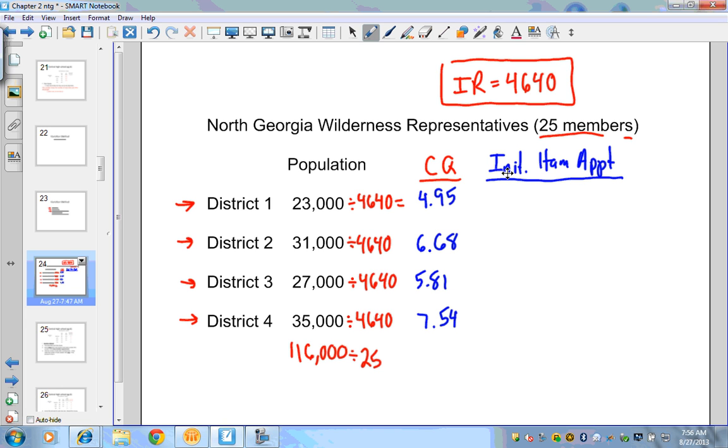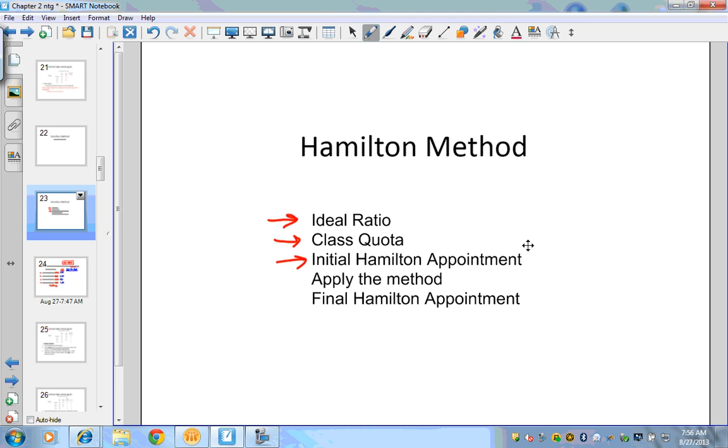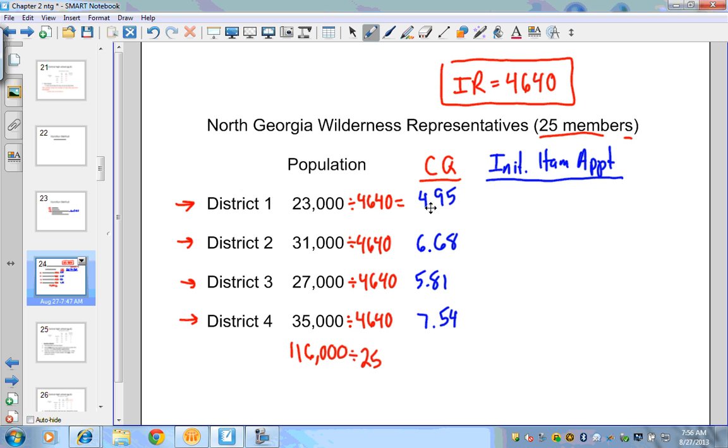Now, the rule under the initial Hamilton appointment, and I'm going to write this here, is that you round the class quotas down. Regardless of where they are, you always round down. So this 4.95, well, you're used to rounding up, but since it's not actually at that 5, you're going to round it down to 4. Here, you're going to round down to 6. This one here, you're going to round down to 5. And lastly, this here, you're going to round down to 7.